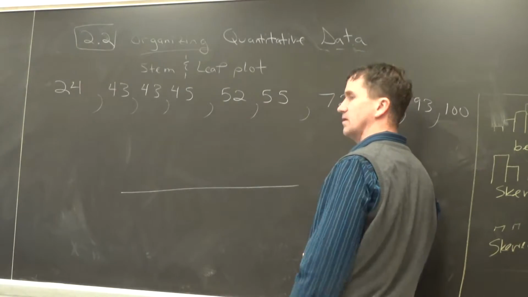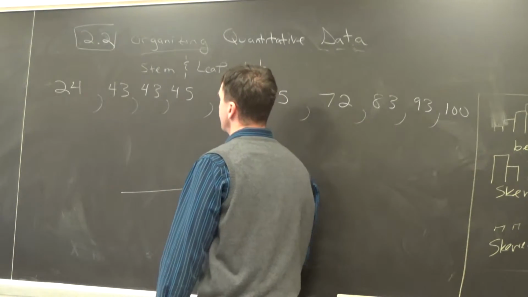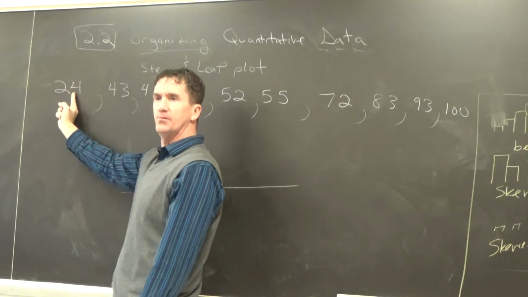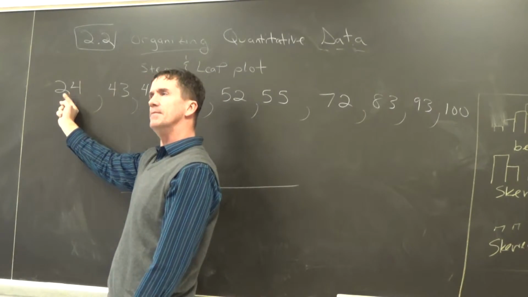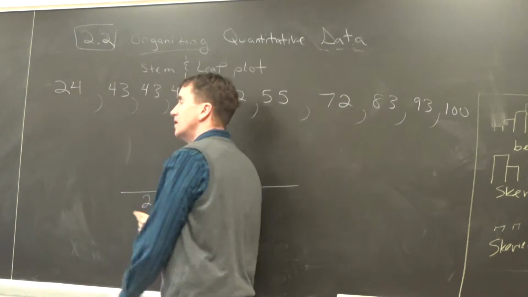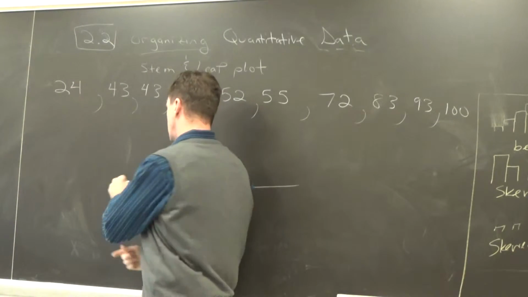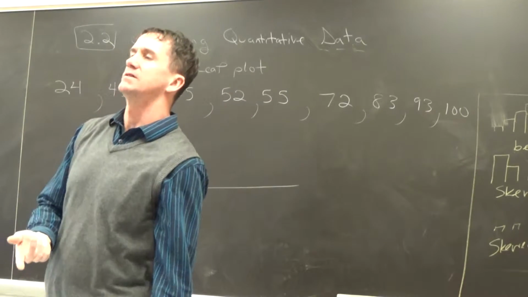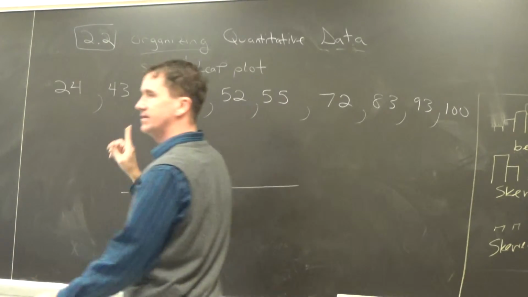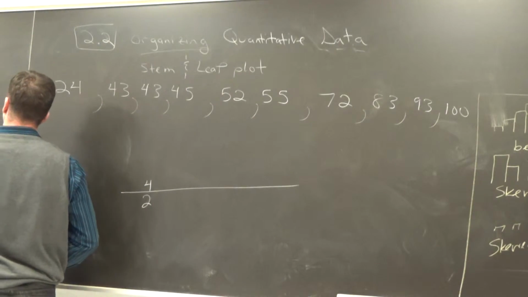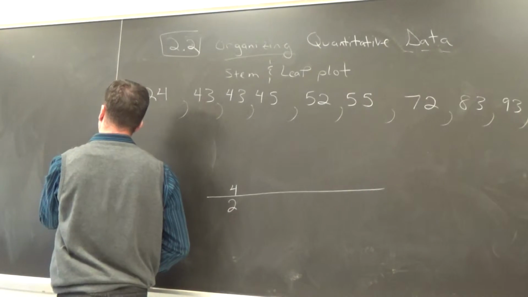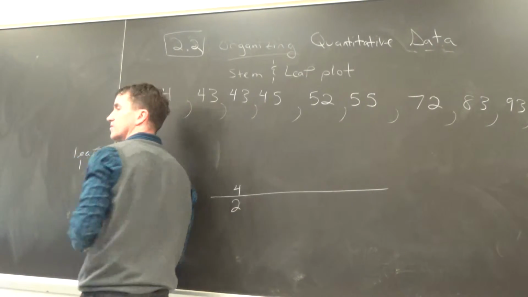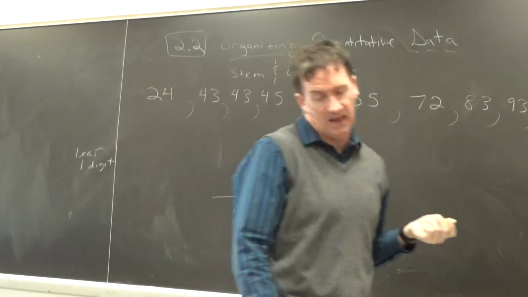What I'm going to do is put my vertical line here. And you've got stems and leaves. So see this 24? The stem is the 2. Guess what the leaf is? The 4. Now what's the rule with this? The rule is the leaf can only have 1 digit in it. Your stem can have like 8 digits in it.